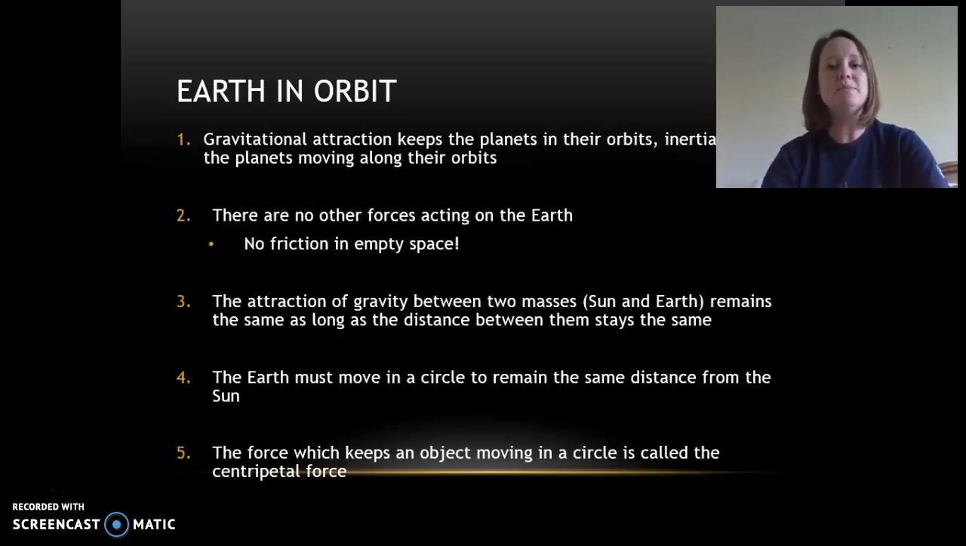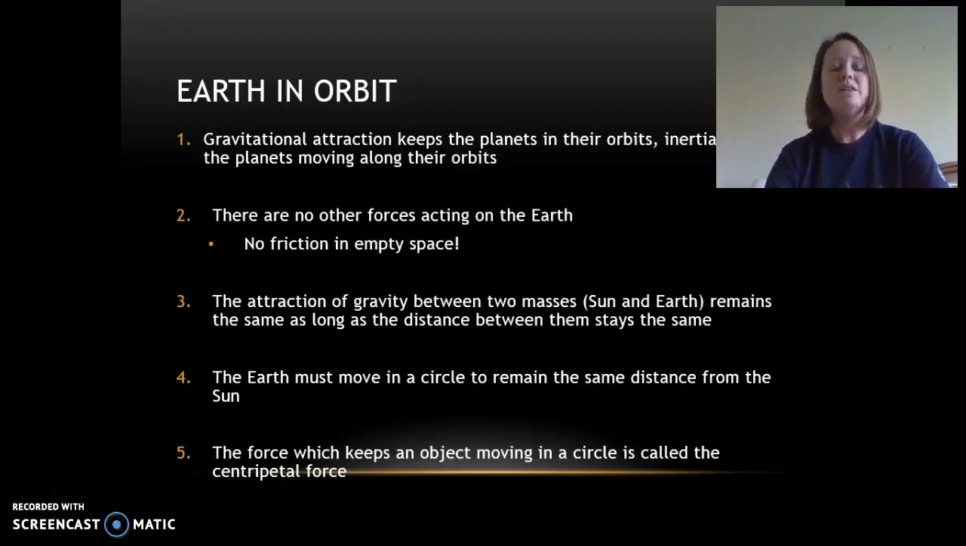All right, so a couple of other ideas. Gravitational attraction keeps the planets in their orbit. Inertia keeps the planets moving along their orbits. That's why they don't stop or they don't get pulled towards the sun. There are no other forces acting on Earth besides inertia and gravity from the sun because there's no friction in space.